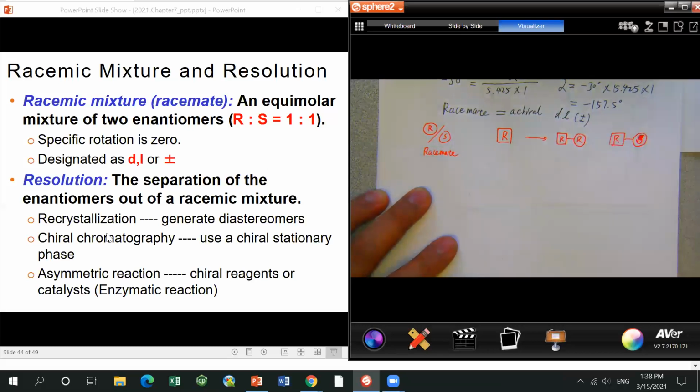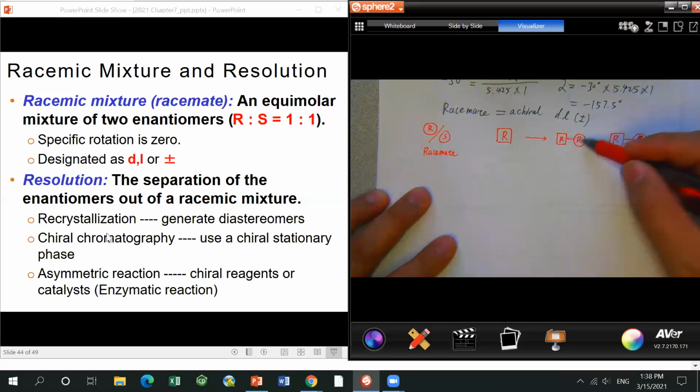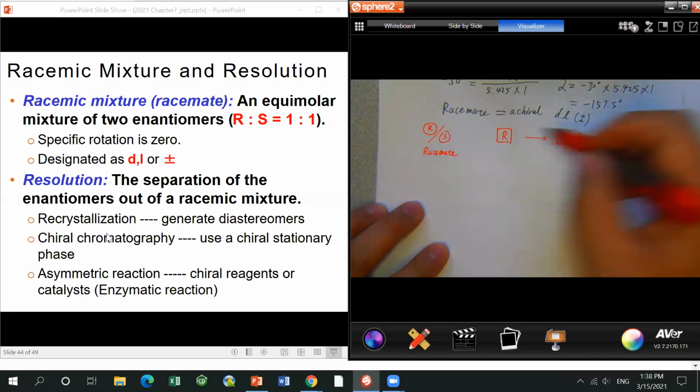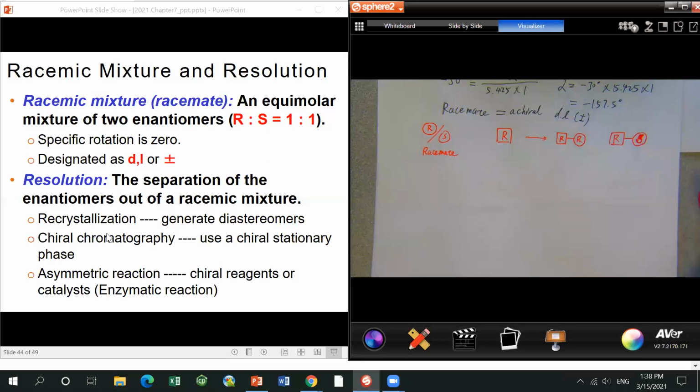Once you bind it, you generate diastereomers, some the same, some opposite. Diastereomers have different properties: different melting point, boiling point, even different polarity. That's much easier to separate. So diastereomers are much easier to separate than enantiomers.